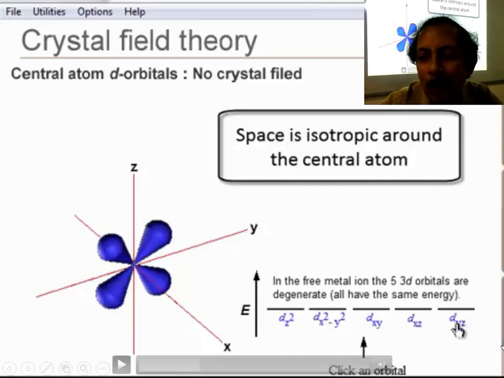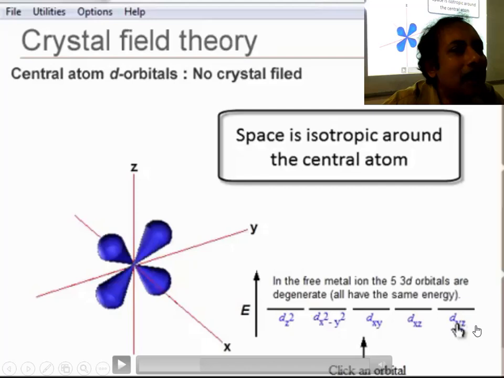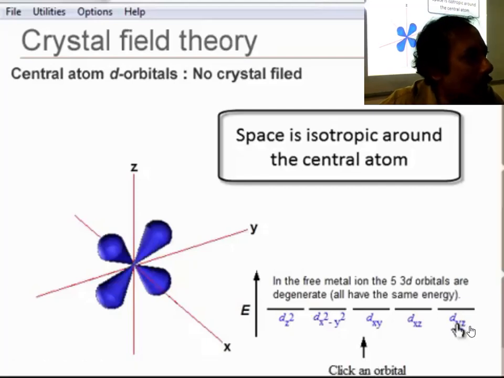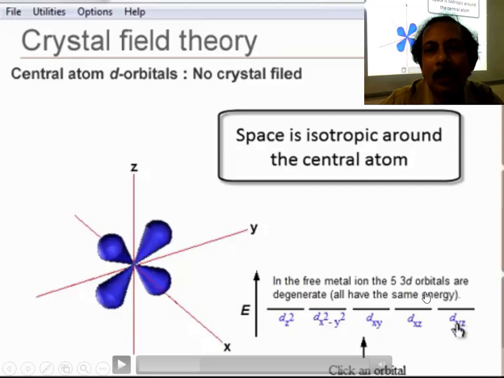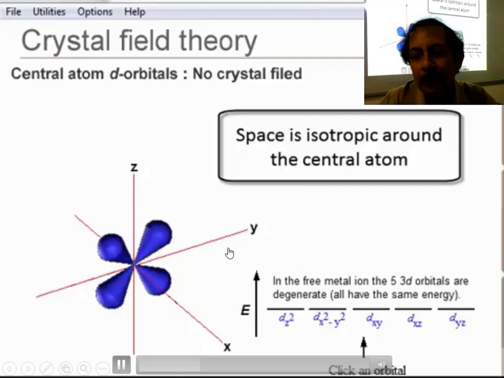Because you see here, all the 5d orbitals are degenerate. That means the complexation has not occurred yet, but is going to happen. That situation is called isotropic, all the orbitals at the same energy level. Now after that, the energy will vary.